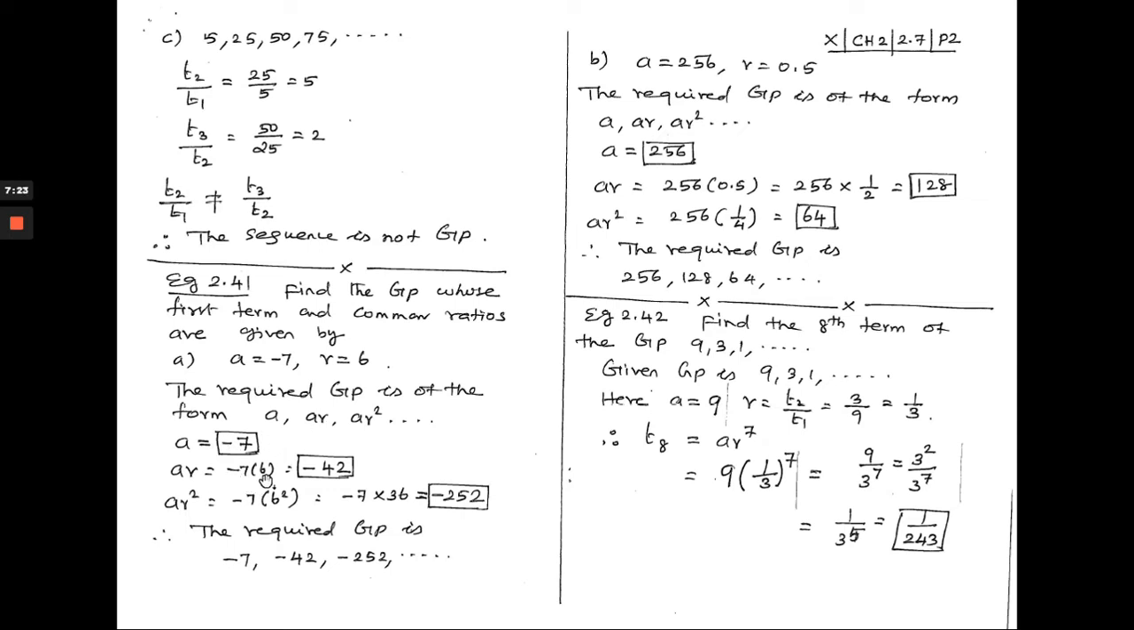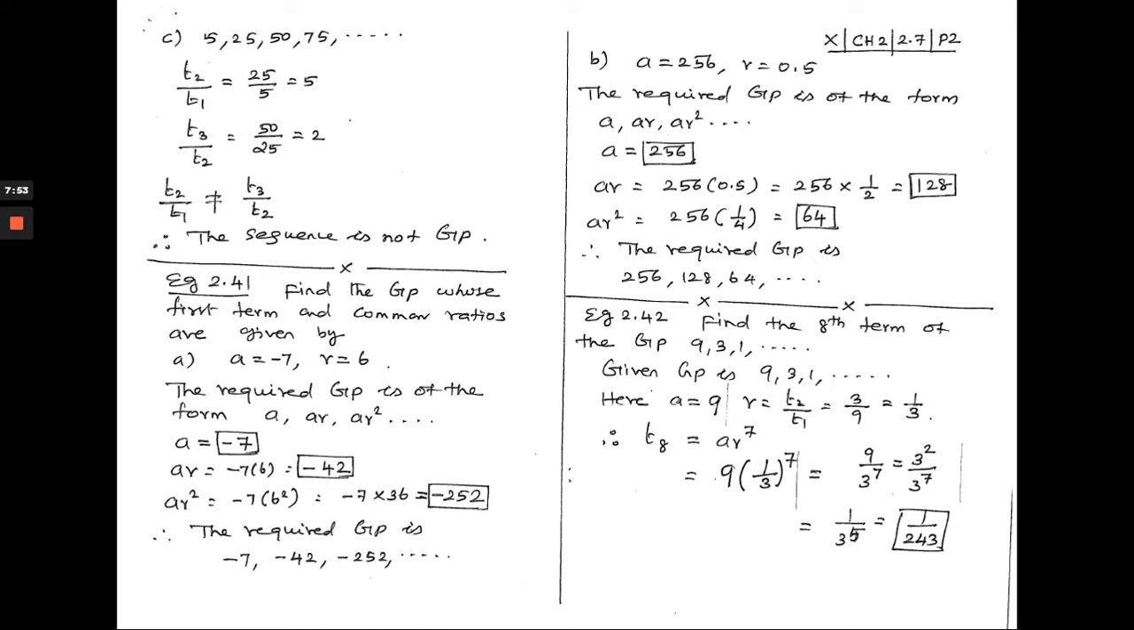Minus 7 into 6 is equal to minus 42. The third term is ar squared. Minus 7 into r squared, which is 6 squared, 36. Minus 7 into 36 is minus 252. Therefore, the required GP is minus 7, minus 42, minus 252. So the GP is minus 7, minus 42, minus 252.